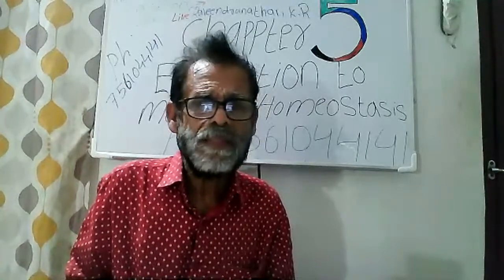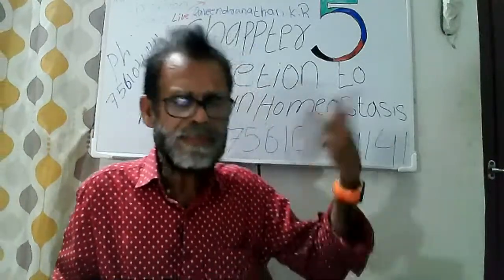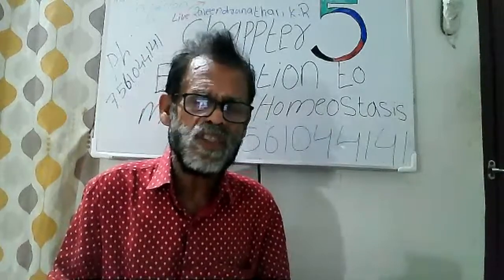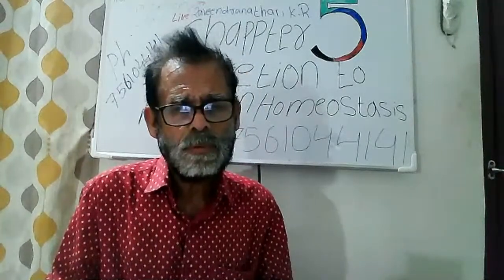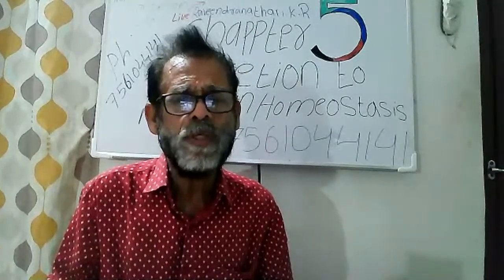So kidneys and skin are excretory organs. Lungs will excrete some carbon dioxide and some excess water as water vapor. In this chapter, excretion and homeostasis, we are going to study about the kidneys.